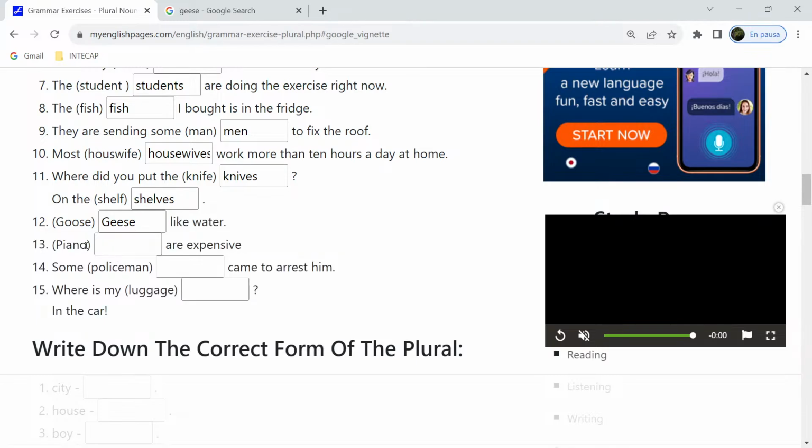What is the plural of piano, guys? You can open your mics. Pianos. Cool. Pianos are expensive. Okay, guys? Pianos are expensive. It means that they cost a lot of money, right? Expensive. Remember the adjectives. Now let's go with number 14. Dawson, could you help me out with number 14, please?